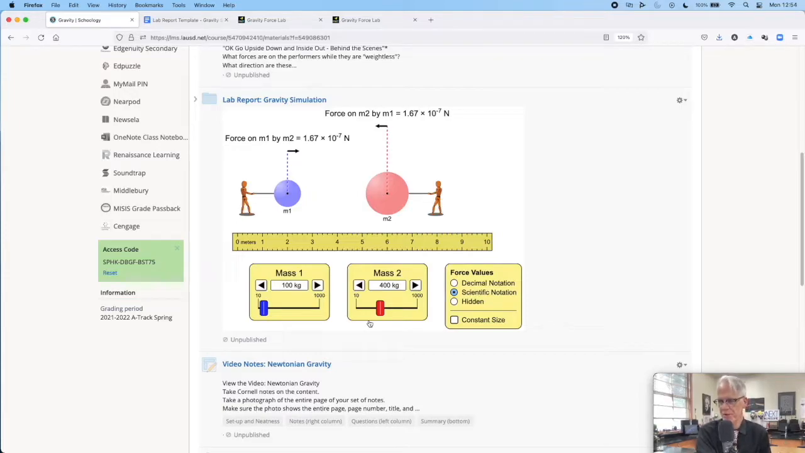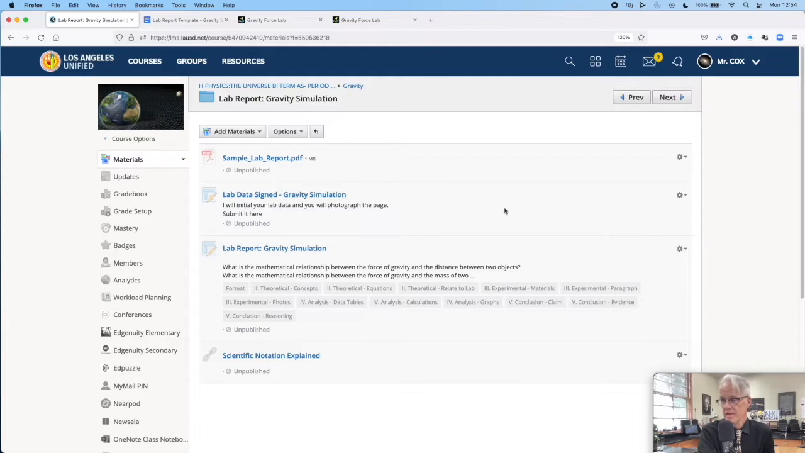Hi, we're going to do an overview of the lab report that you'll create for the gravity simulation. You should see a folder that looks like this for our gravity simulation. Simply click on that. Inside that folder, you'll see our sample lab report. You can take a look at that to see how your lab should look. We will be turning in the signed data once you get that done in class.